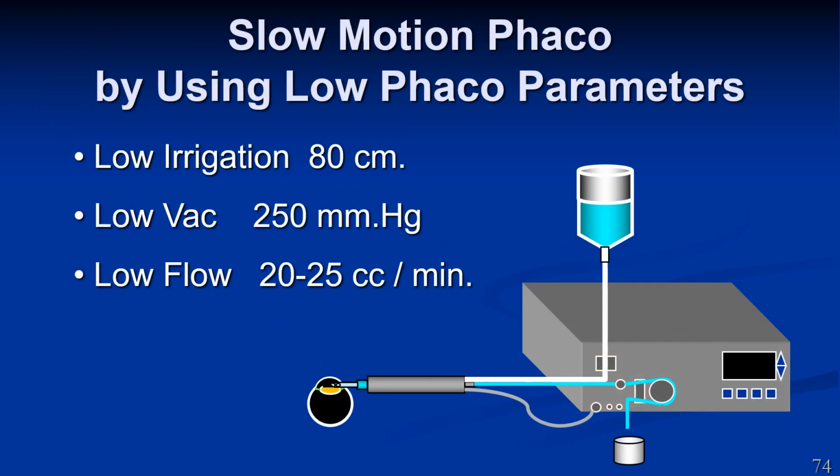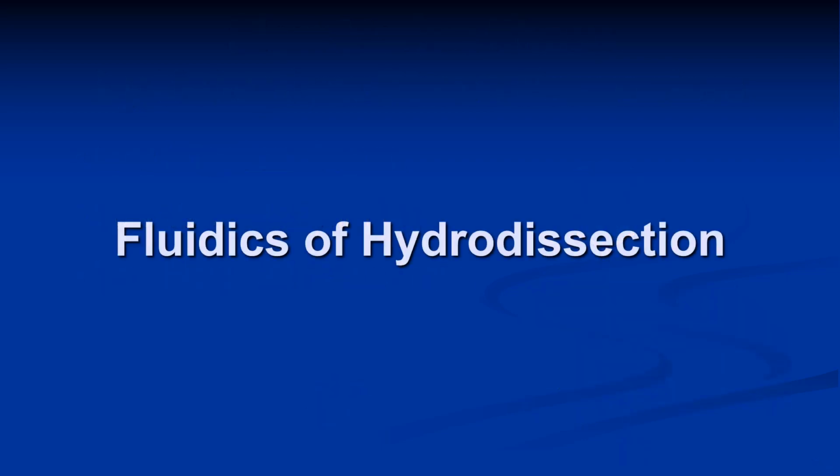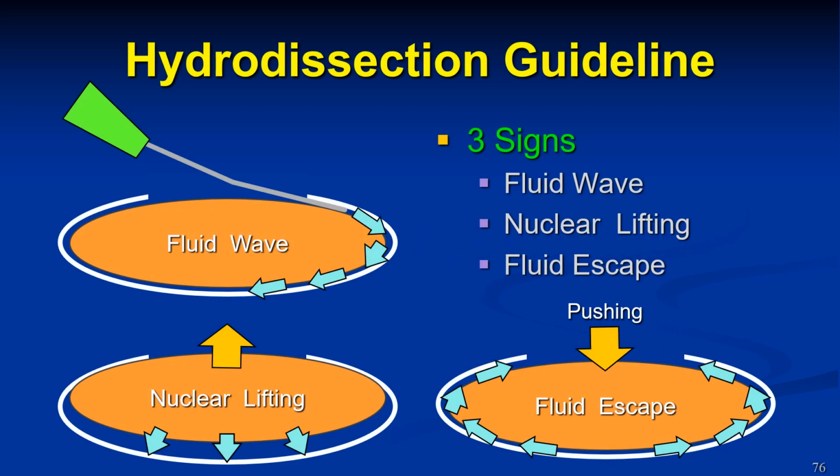Slow motion Phaco, using low irrigation, low vac, and low flow, helps reduce discomfort in high myopic eyes. Let's look into the fluidics of hydrodissection for safety and efficiency. To achieve complete hydrodissection, we can observe 3 signs.